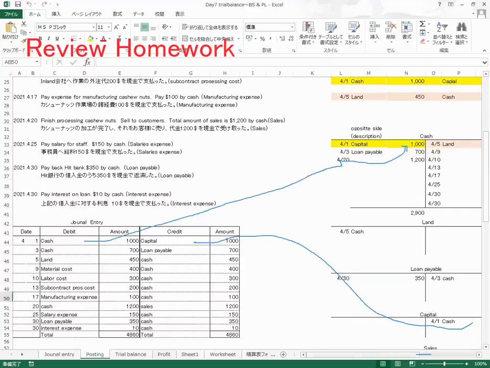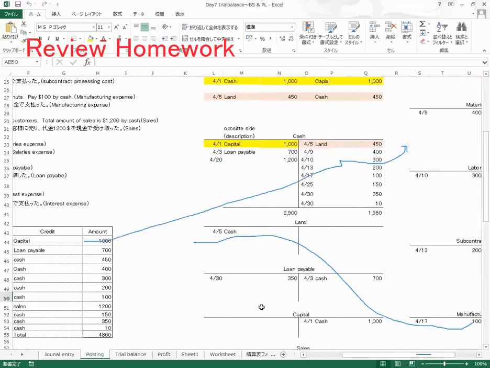So capital is equity, so capital appears on the right side. So you see capital, 1st of May, cash 1000. This cash is from where this capital comes from.